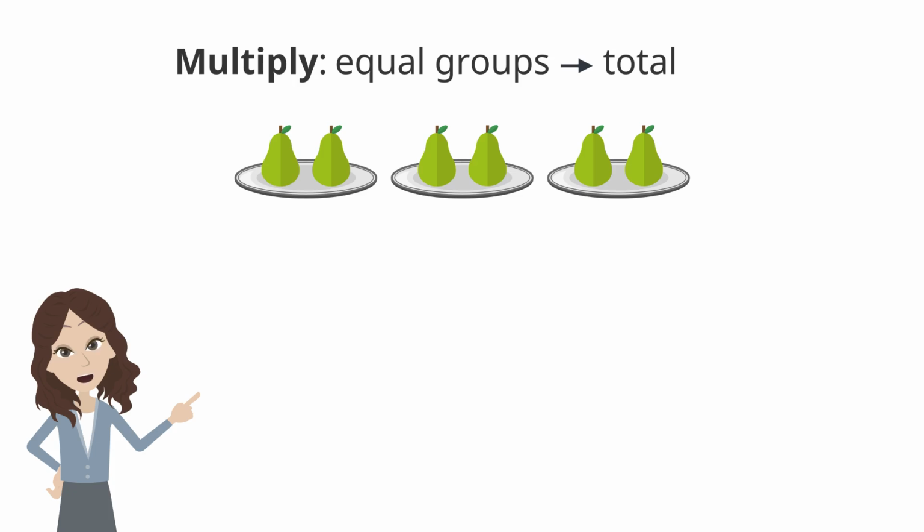For example, there are 3 plates. Each plate has 2 pairs. We multiply to find how many pairs there are in total. 3 times 2 is equal to 6. So, there are 6 pairs in total.